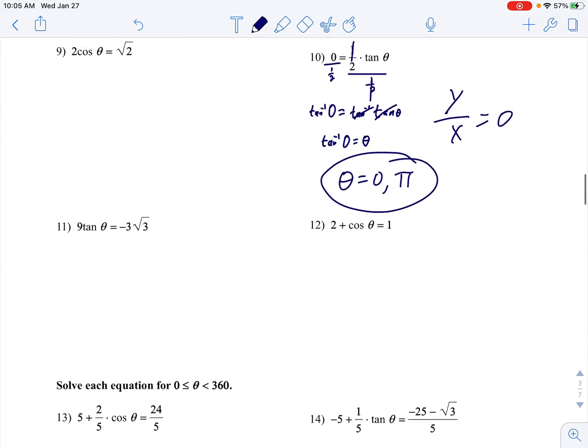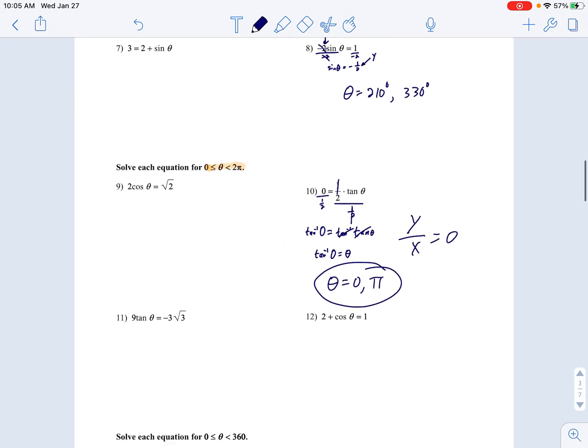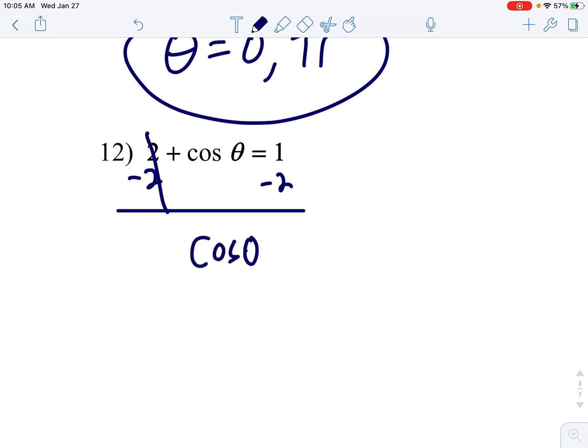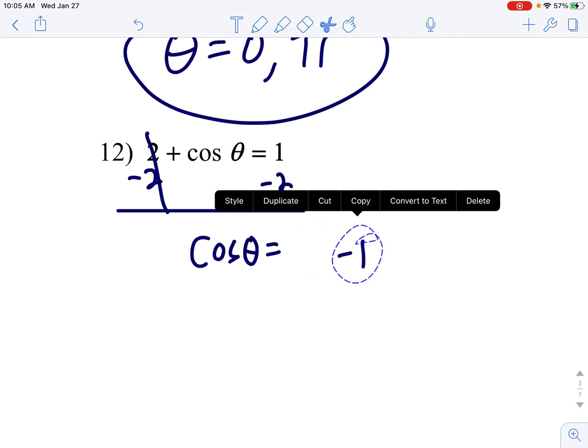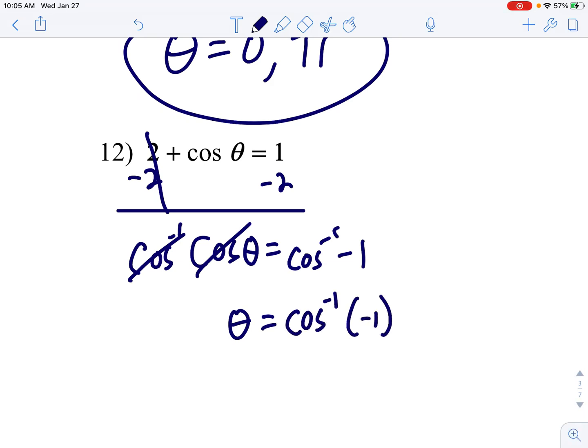Let's go on to number 12. Oh, a cosine problem, finally. Well, okay, so we didn't do all sine. We did a tangent here. Here's a cosine problem. So how am I going to do this? I believe I need to start by subtracting 2 on both sides of the equal sign. I get cosine of theta equals 1 minus 2 is negative 1. Now I do the inverse cosine of both sides of the equal sign, right? Inverse cosine cancels out cosine. Do it to the other side. Theta equals the inverse cosine of negative 1.